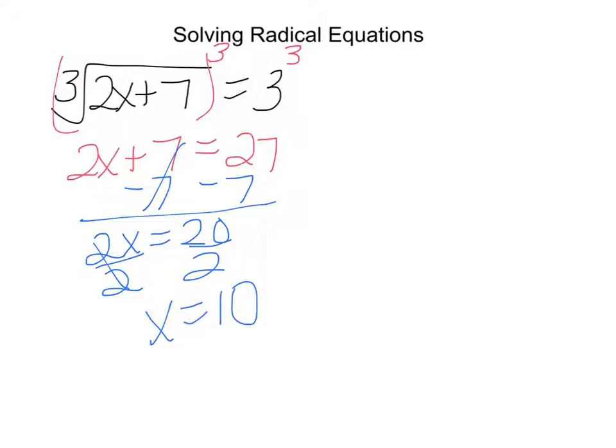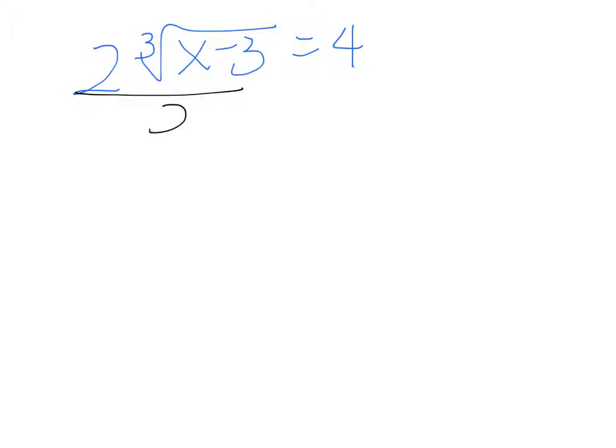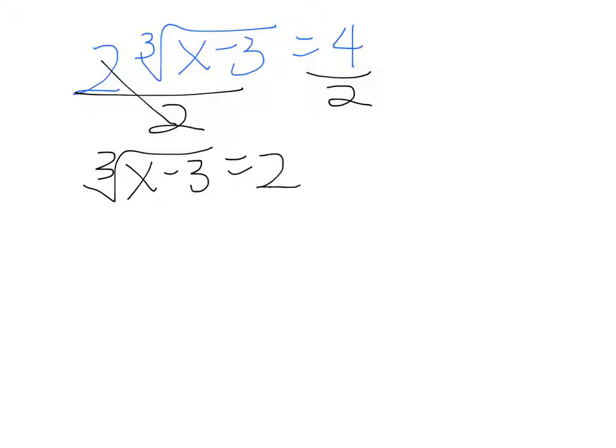If we take a look at another example, we're going to do example 3. In this example, we're going to take 2 times the cube root of x minus 3 equals 4. We want to get the radical alone, so the first thing we have to do is divide everything by 2. So we still have our cube root of x minus 3, but now it's equal to 2. And now we can take the cube of both sides to get rid of our cube root.